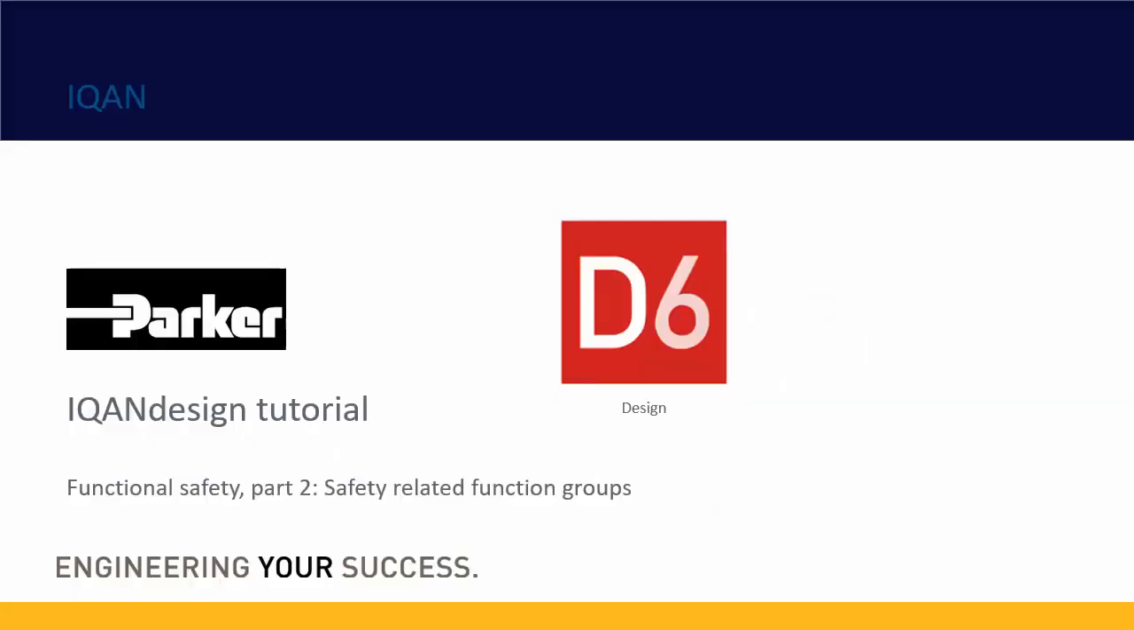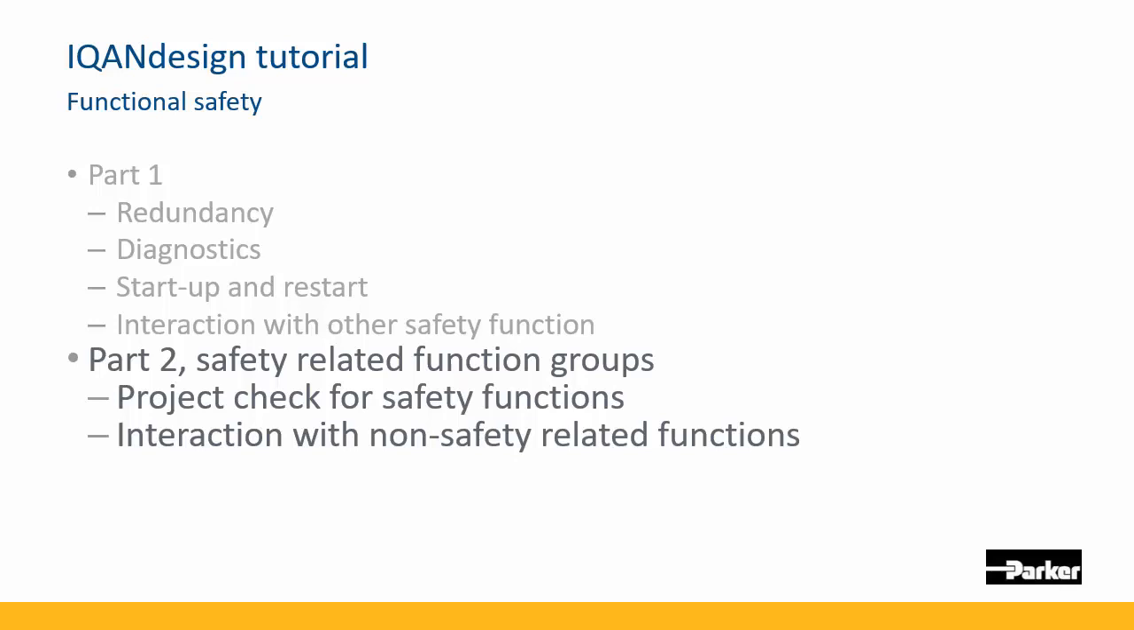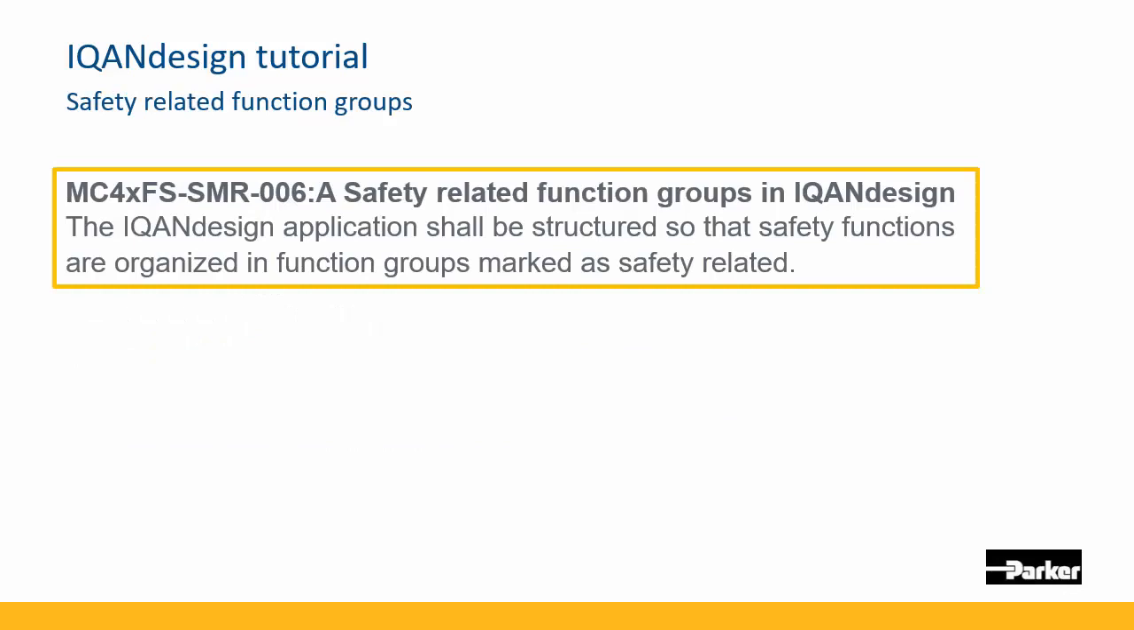Welcome to this second part of the IQANdesign tutorial about functional safety, where we're going to talk about safety-related function groups. In the previous part we looked at redundancy and diagnostics, and we also looked at interacting with other safety functions. And here we're going to look at what happens when you organize your application in safety-related function groups, how that changes the project check, and also look at how to make a good interaction between non-safety related functions and safety functions. So in the MC4 safety manual you find this requirement, safety related function groups in IQANdesign.